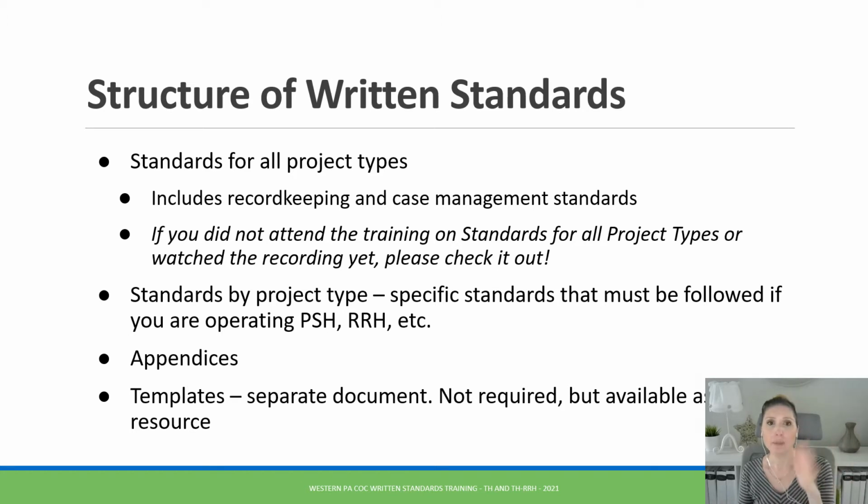Now, I mentioned that the written standards themselves are written for all project types first, and that includes record keeping and case management standards. The case management standards section is new to this rendition of your written standards. Standards then follow that section by each project type. So, for example, permanent supportive housing, homeless prevention, rapid rehousing, supportive services, street outreach, emergency shelter. All of those different project types then have their own sections.